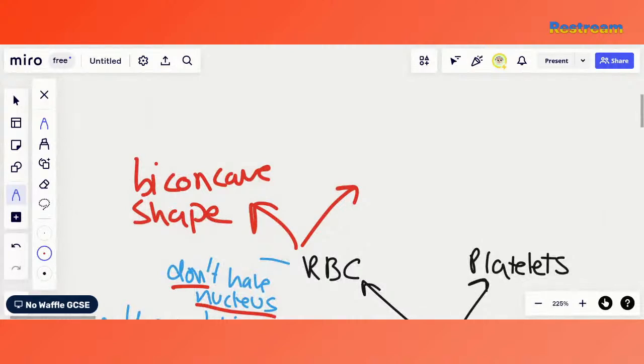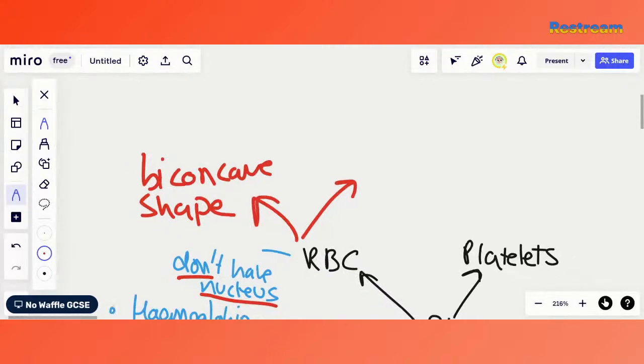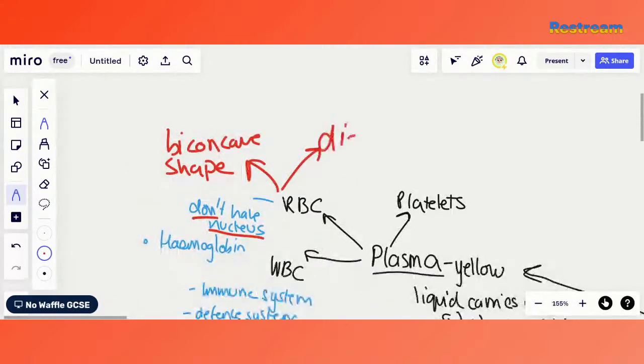And you can also talk about how they have a disc shape, which I guess is the same thing as a biconcave shape.